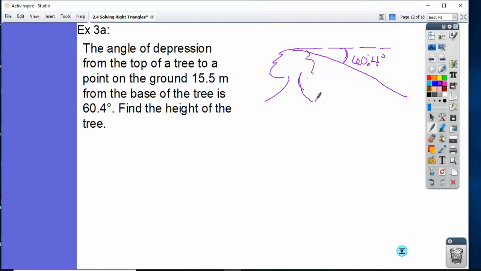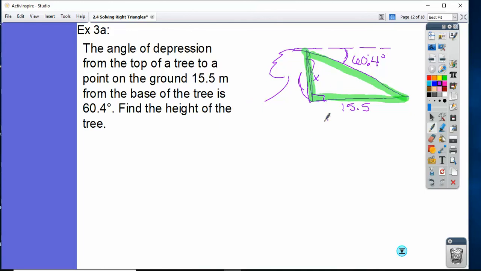I know this point on the ground is 15.5 meters from the base of my tree. So this length is 15.5. We are trying to find the height of the tree, which is this thing. So I am looking at this triangle right here. First of all, we can't use our trig functions unless it's a right triangle. Is this a right triangle? Yes. Where's the right angle? We're going to assume this tree grew straight, so it's where the tree meets the ground. Okay. I want the height of the tree, so that is like my x.